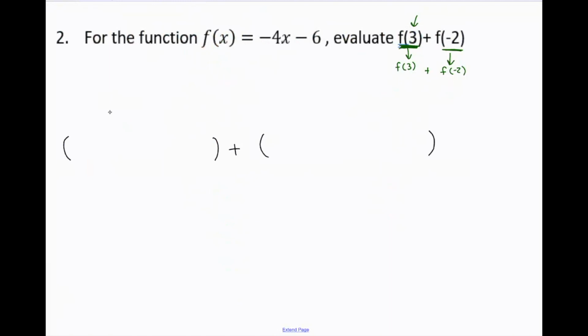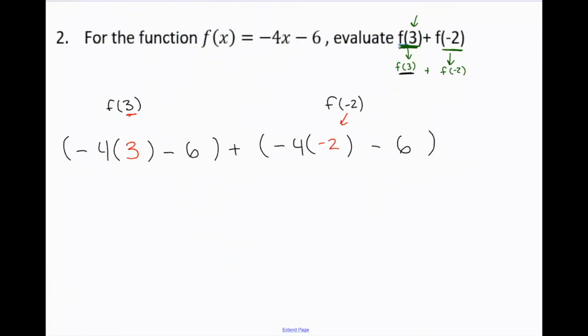I'm going to put each equation in a set of parentheses. That way I know that's what I'm inserting in. So the first one, I'm going to do f of 3 on one side, and then f of -2 on the other side. So I'm going to rewrite my equation. I have -4, and I'm going to put a parentheses because I know I'm plugging something in for x. -6. Same thing on the other side. -4, parentheses, -6. All right, and for the first piece, I'm plugging in a 3, so I'm going to put my 3 down in there. For the second piece, I'm plugging in -2.